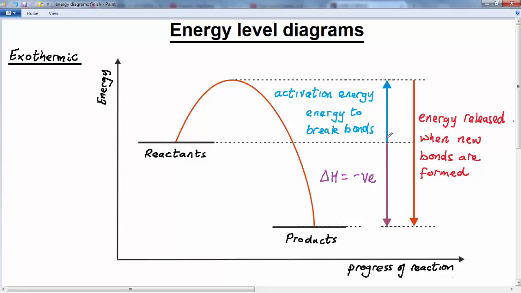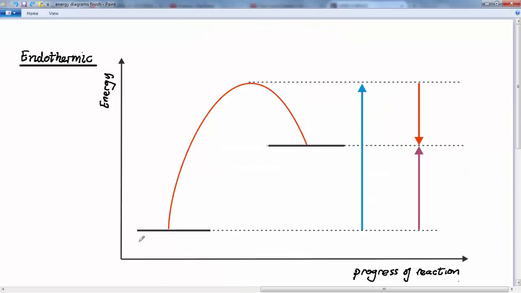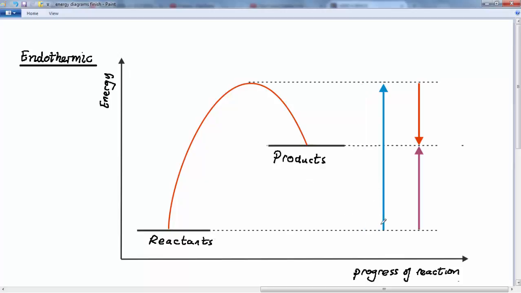Okay, so let's have a look at an endothermic reaction. So in our endothermic reaction, the energy level of the reactants is always lower than the energy level of the products. And so you notice that in the case of an endothermic reaction, the energy required to break the bonds of the reactants, represented by the blue arrow, is greater than the energy released when new bonds are formed in the reactants, represented by the red arrow.